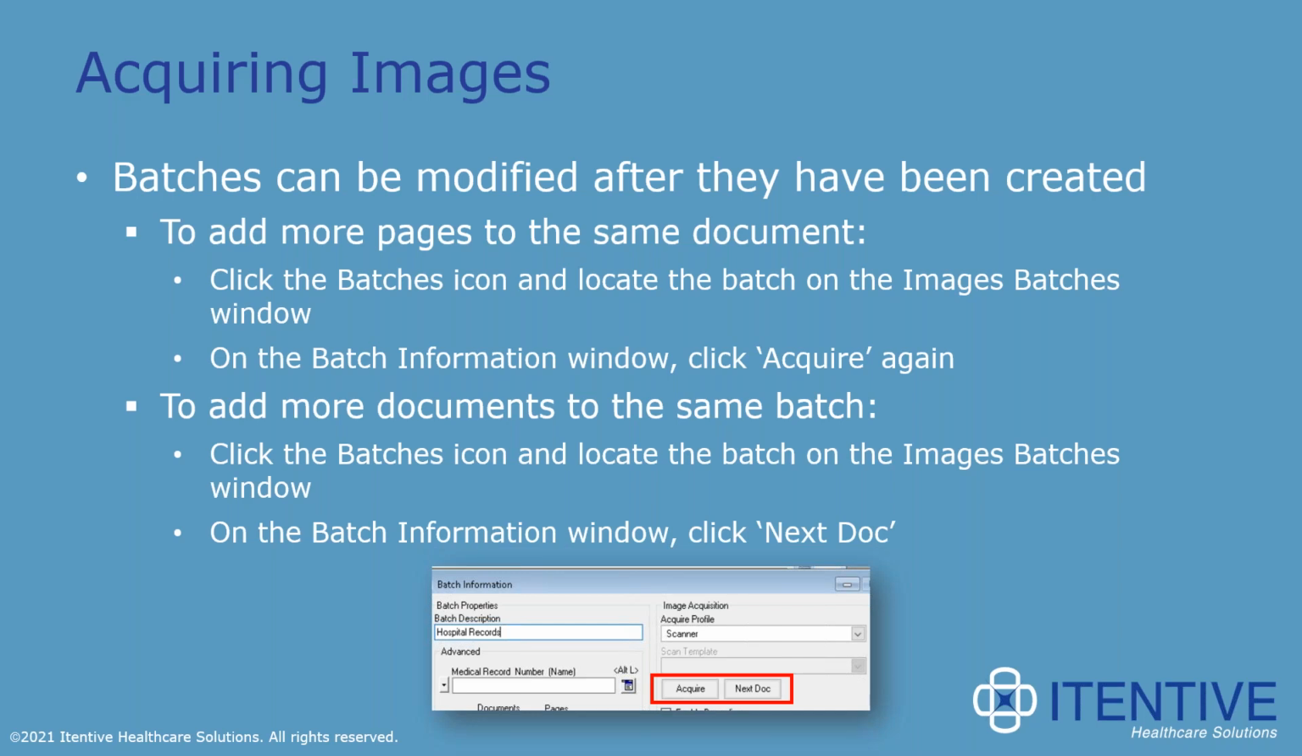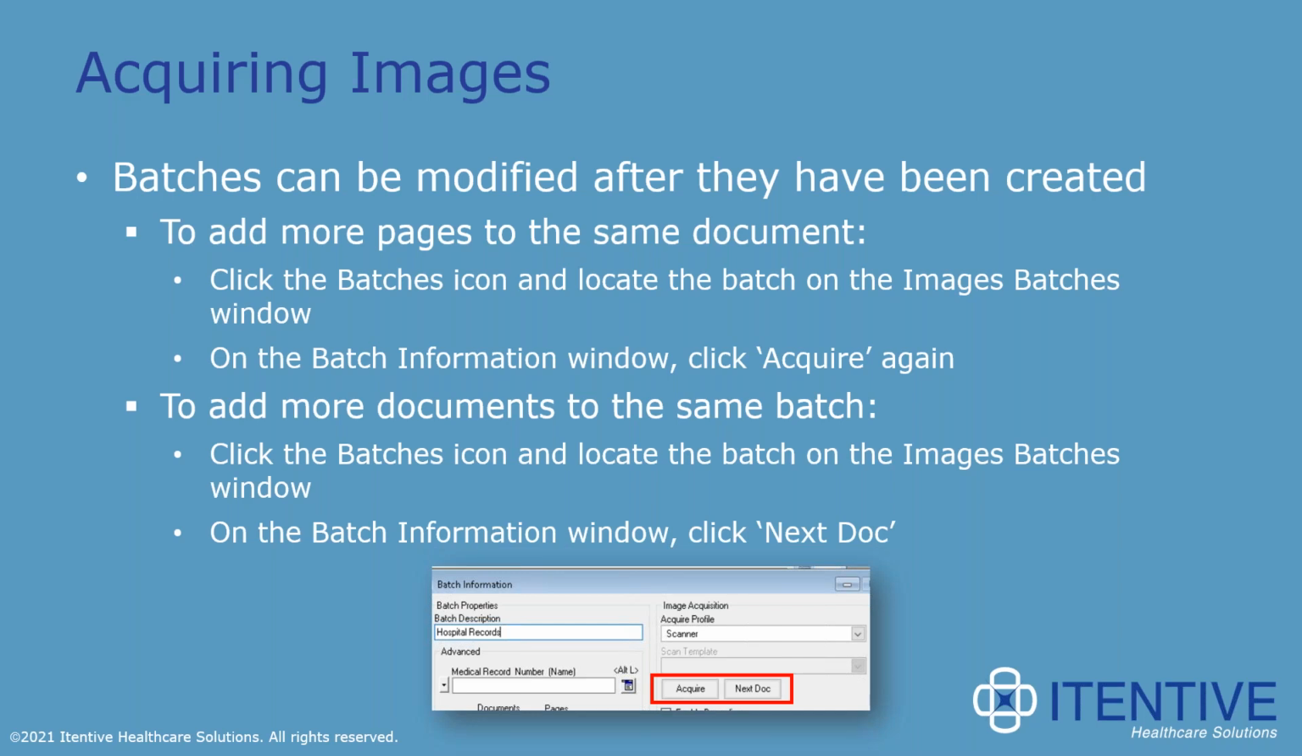The other option is we need to add more documents to the same batch. So maybe, for this example, we're scanning hospital records. So now we have another grouping of hospital records, but this needs to be a separate document type. It's for a different patient.